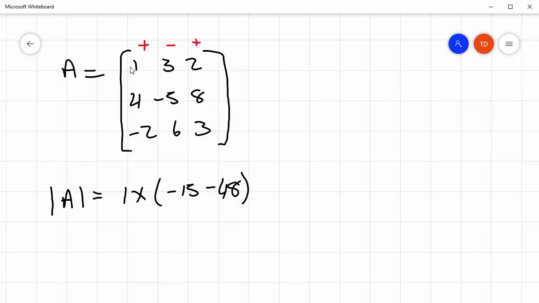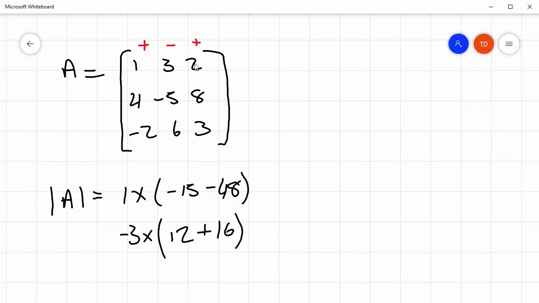So now we take the second term, we remove the row and the column that contain the second term, and now we've got a 2x2 matrix, which is 4, 8, -2, 3. So we've got -3, and we'll put in our plus and minus as before. So we're going to get 4 times 3 is 12, and now we've got -8 times -2, so that's going to be +16.